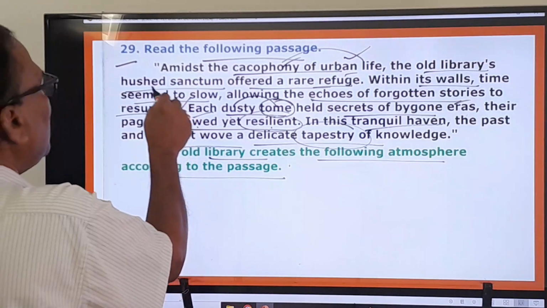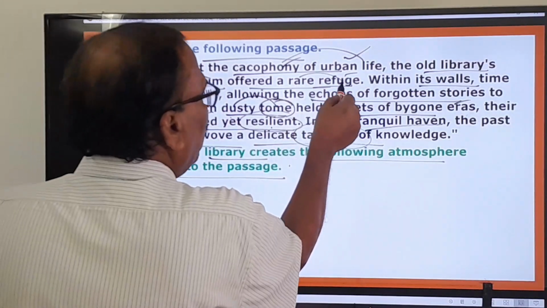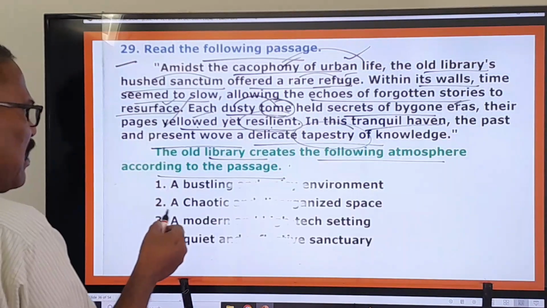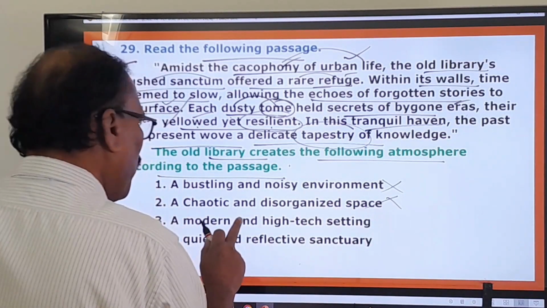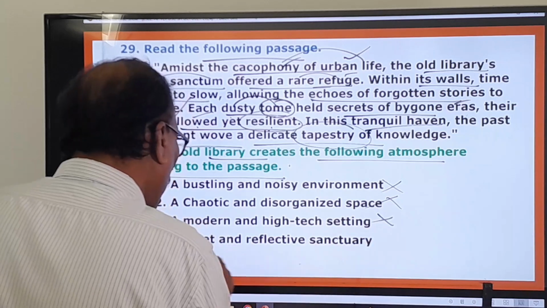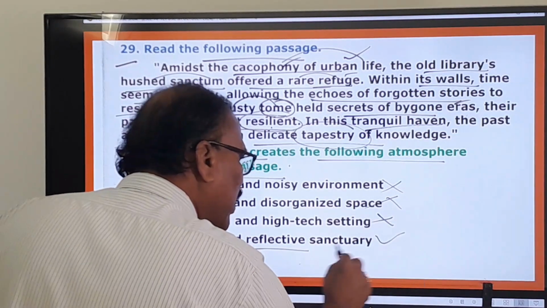Hushed sanctum offered a rare refuge. Hushed sanctum is a holy place. A bustling and noisy environment? No. A chaotic and disorganized space? No. A modern and high-tech setting? No. A quiet, reflective sanctuary.